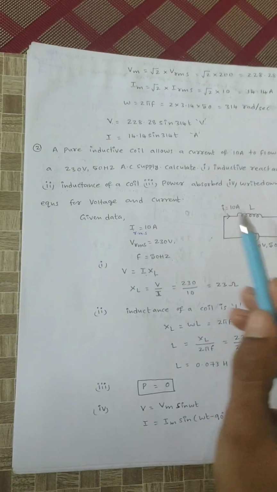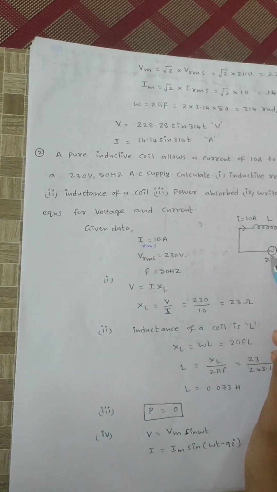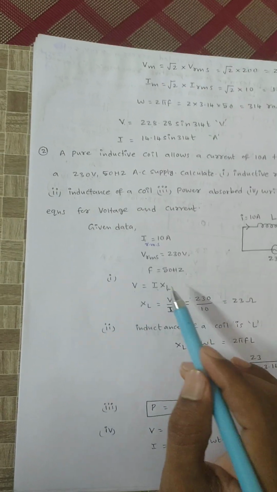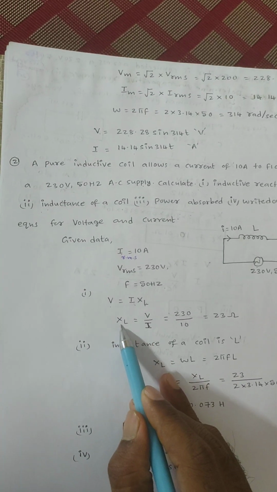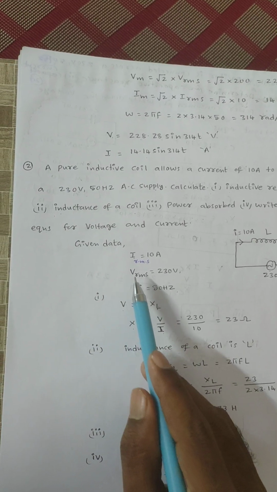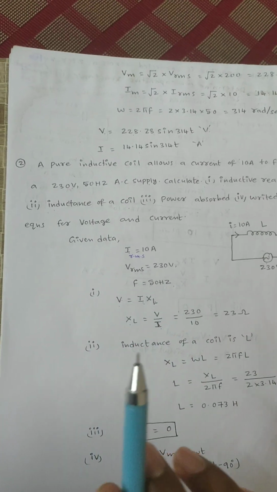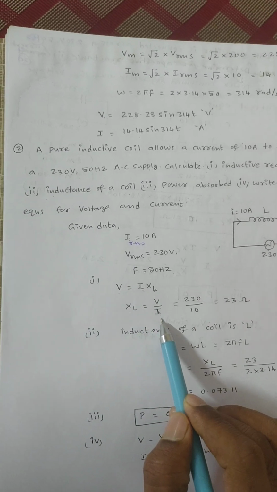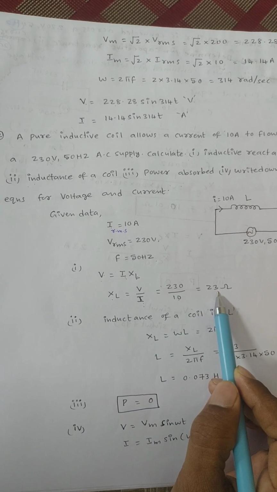Already we know the first bit: I need to calculate the inductive reactance. The voltage across the inductor formula is V equals I into XL. The V value is known, the I value is known. From this equation I can calculate the inductive reactance, that is XL equals V by I. Actually in case of an inductor you have the formula VL equals plus j into I into XL. Here I am considering only magnitude. XL equals V by I, that is 230 by 10. This XL value will be 23 ohms.